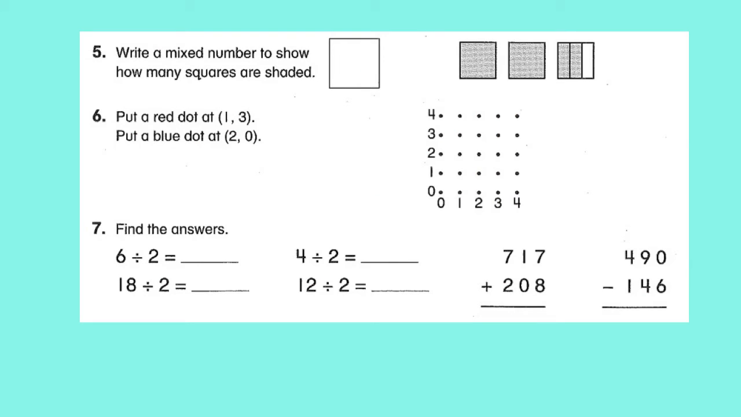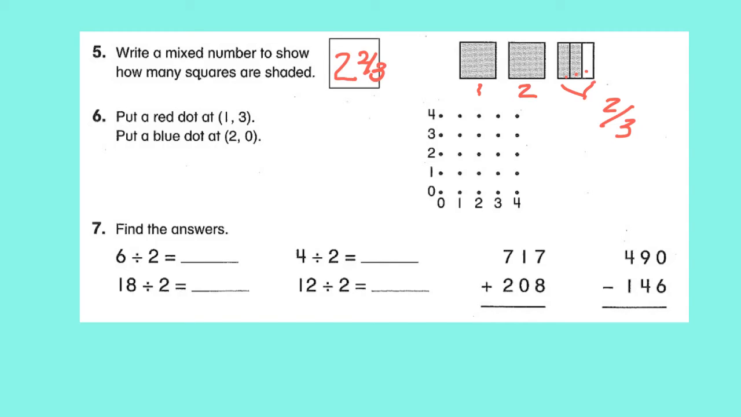Okay, number 5 says write a mixed number to show how many squares are shaded. Let's count the squares that are shaded. We've got 1, 2, and then looks like we've got how many here? So we've got 2 wholes, and then what fraction? We've got 1, 2, 3 pieces, so 2 over 3. So 2 and 2/3 is our mixed number.